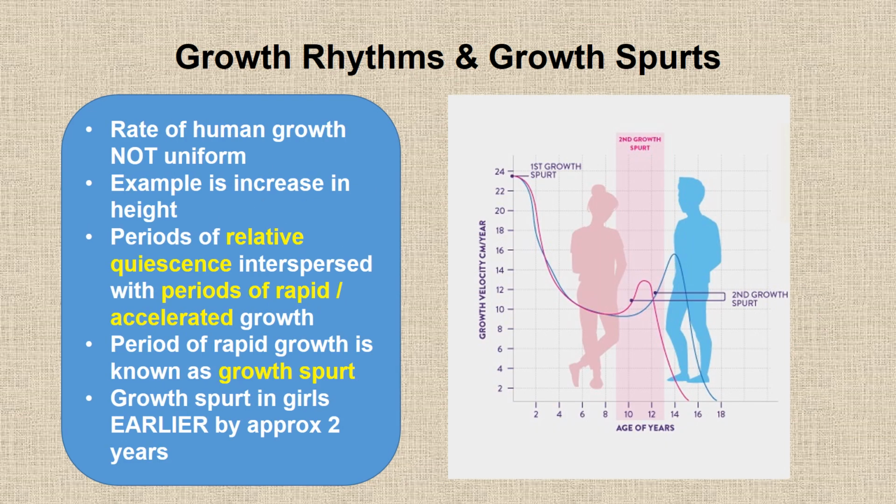Now, human growth does not occur at a uniform rate. An example of this is height. There are periods of relative quiescence whereby the height is not increasing by great amounts, interspersed with periods of rapid accelerated growth. This period of rapid growth is known as a growth spurt. Usually in girls, the growth spurt occurs approximately 2 years earlier compared to males.